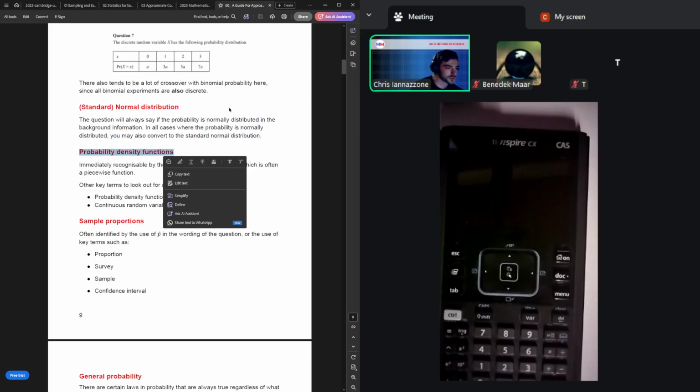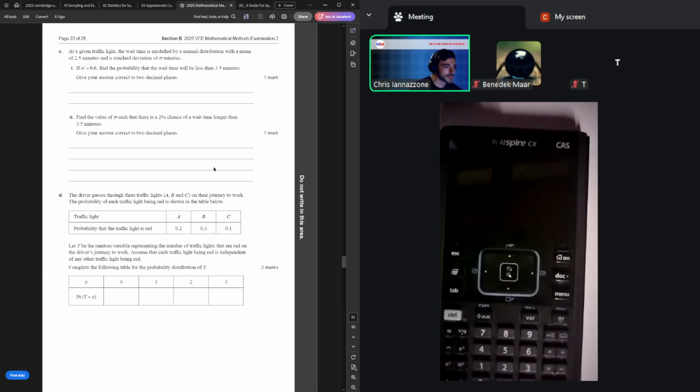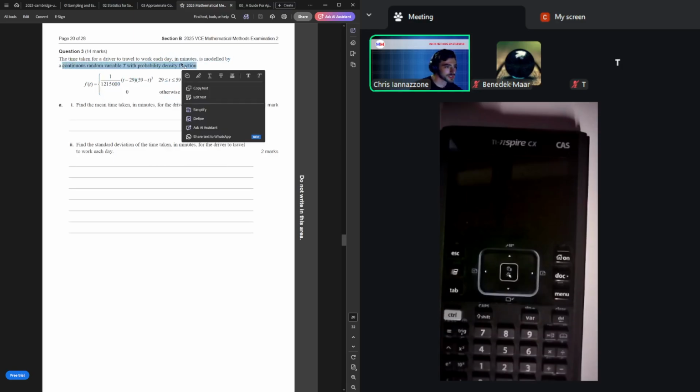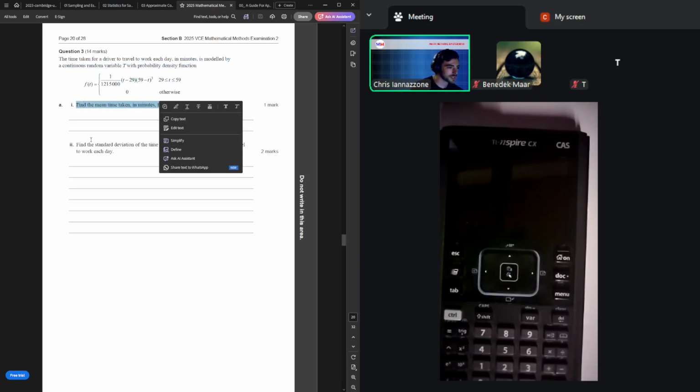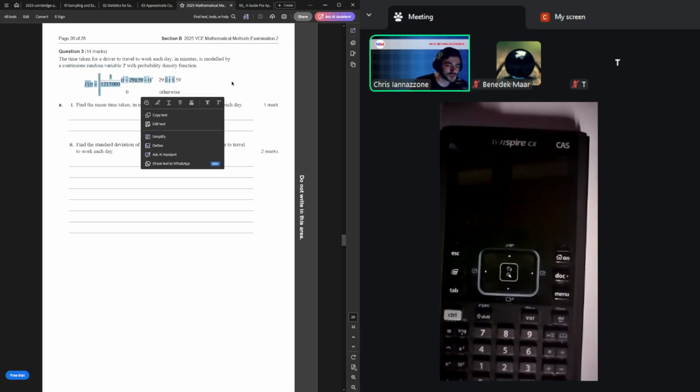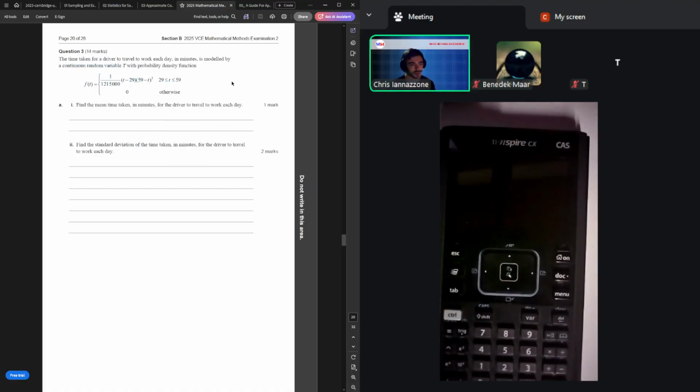Continuous probability, or probability density functions. How do you know that? There is an f of x in a probability section. If it says find the mean, find the standard deviation, find the probability, continuous random variable, all of these are indicators that what you have is continuous probability. You've just got this big f of x piecewise, it's a dead giveaway.